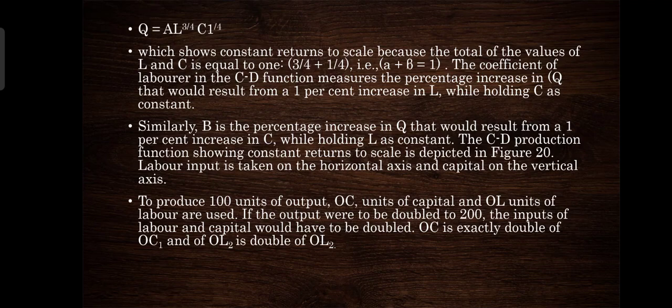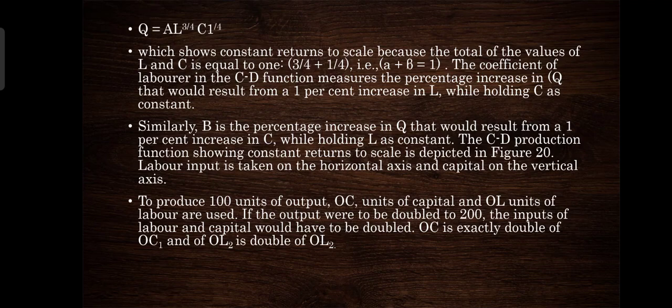So from this equation, we can see that constant returns to scale is operating, and this is because the total of the values of labor and capital is equal to 1. Okay, so from this equation we can see that the contribution of labor is 3 by 4th and the contribution from capital is 1 by 4th, and when we add these contributions, that is 3 by 4 plus 1 by 4, we will be getting 1, which implies we will be having constant returns to scale from this production.